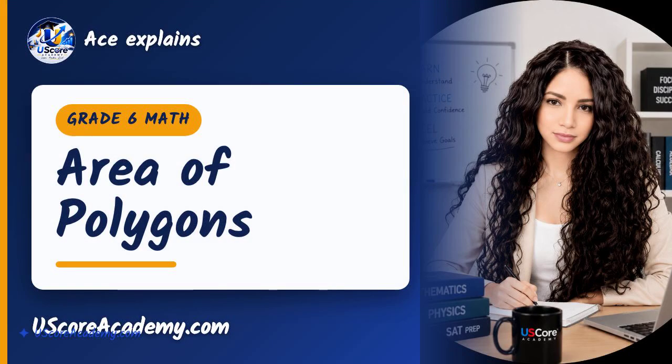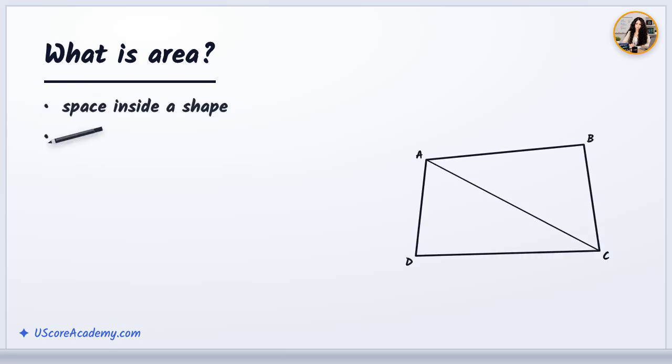Let's learn area of polygons together, step by step. Area is the amount of flat space inside a shape, like how much carpet covers a floor. We measure it in square units. You can imagine filling the shape with little unit squares and counting them up.